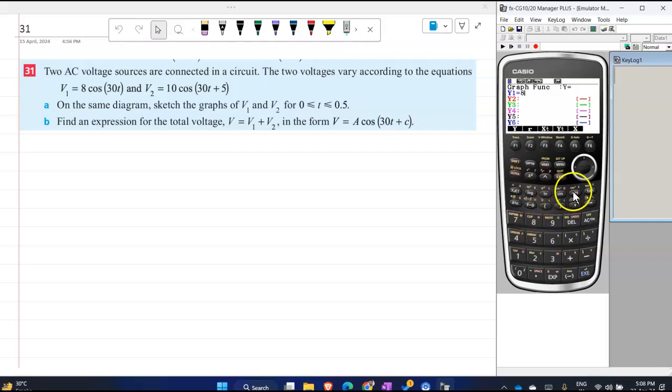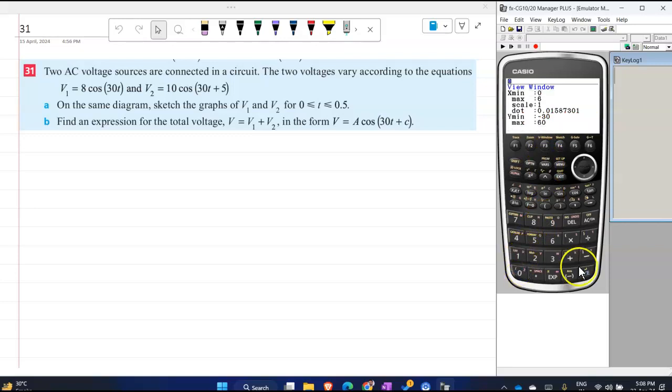Right, then your view window has to be adjusted. Cos 30t, correct? Your view window can be adjusted. Cos 30t, 30t plus 5. Because in degrees, they'll put degrees over there. Correct? Now, if you do view window, they've given you view window.